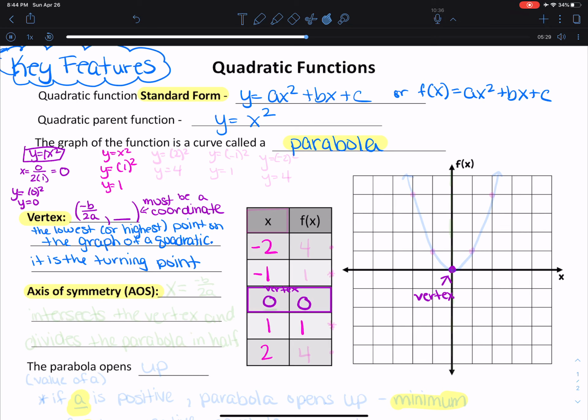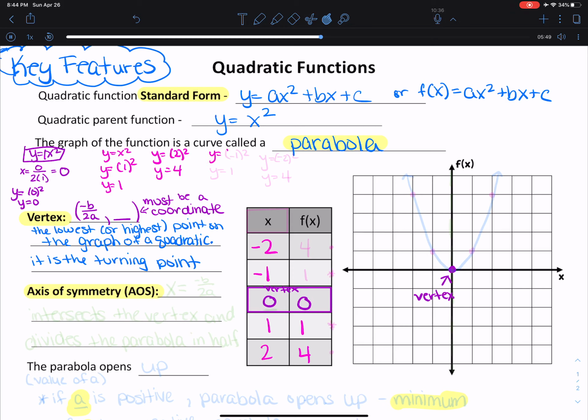Well, now we're going to replace x with 2. So y equals, instead of x, I'm replacing it with 2. So y equals 2 squared is 4. So when my x is 2, my y is positive 4. We're also going to do the same thing when x is negative 1 and x is negative 2.